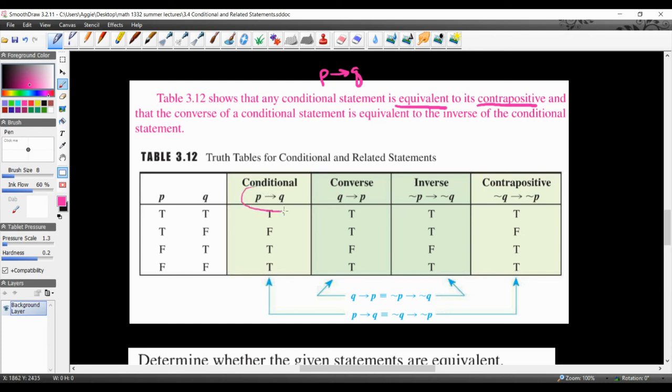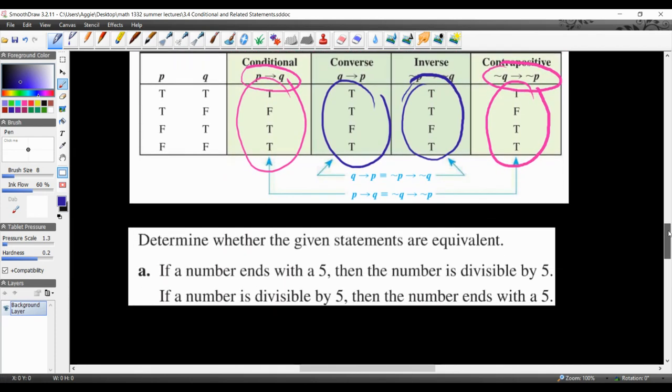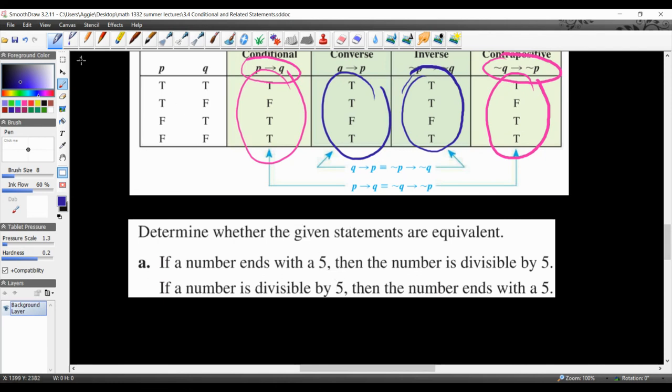Here's our conditional that I was talking about. And this is saying that if you were to work all this out, this comes out to the same as your contrapositive. So if the truth values are the same, it's because they're equivalent. And this will be equivalent every time. Same thing with the converse and the inverse. So the converse and the inverse match each other up as well, and that's what these arrows are showing here. So we're going to use this information to determine whether these statements are equivalent, and we're going to do that by first identifying P and Q.